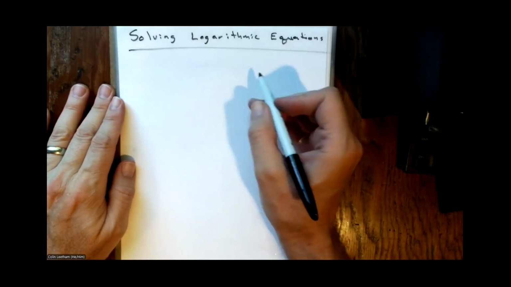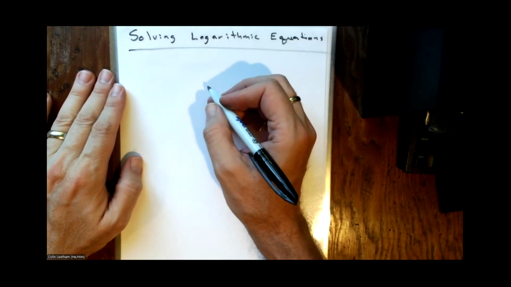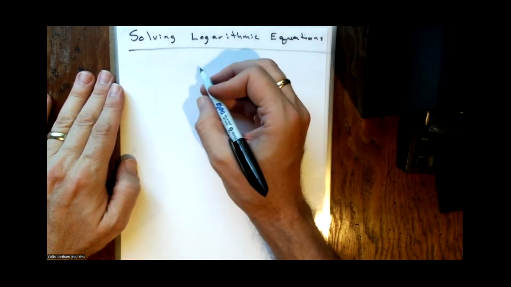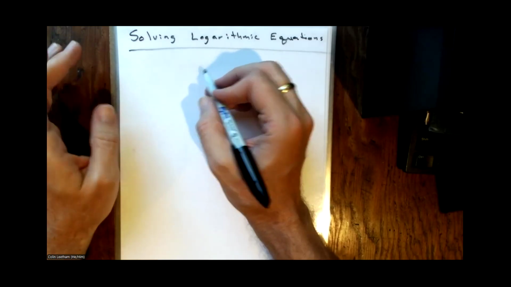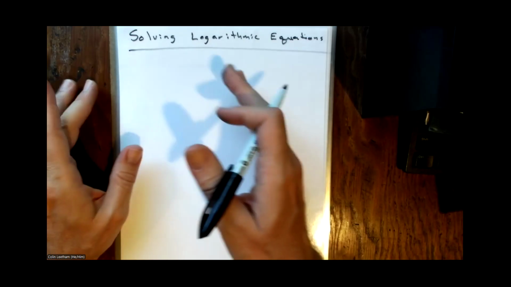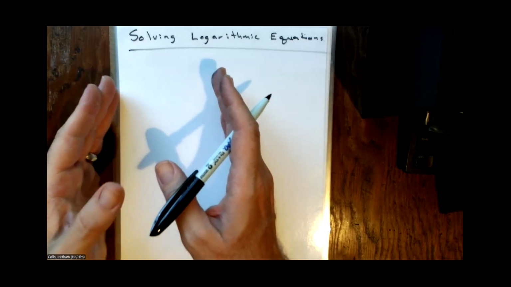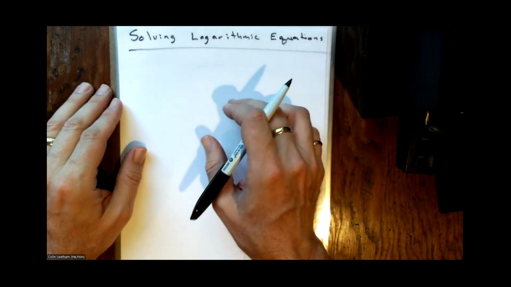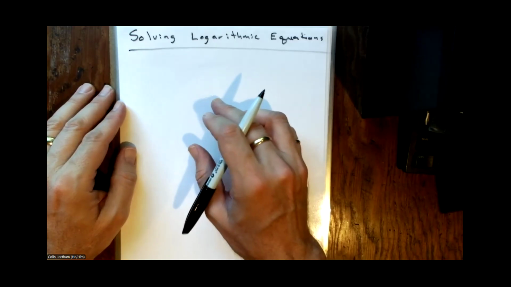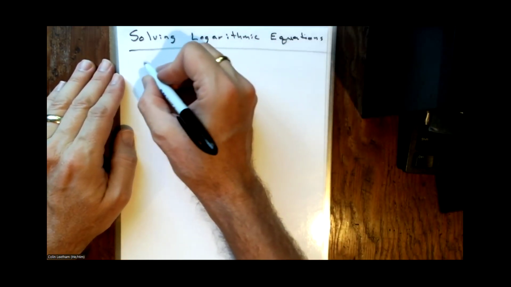Let's go ahead and talk about solving some logarithmic equations. When we're solving a logarithmic equation, we're going to isolate all of our logarithms on one side. We're going to use our properties of logs to consolidate into a single expression, and then we're going to rewrite it into an exponential equation.